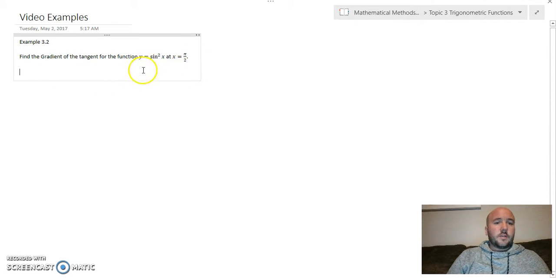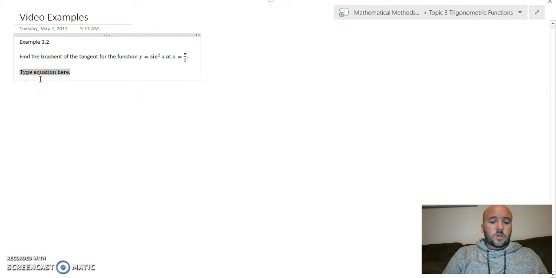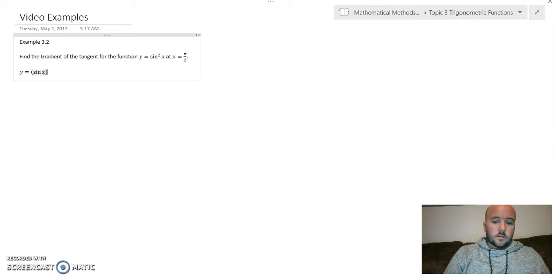So when we're looking at the function of sine squared x, as it is written here, the squared goes before the x. My suggestion is to keep it that way, but alternatively you could also write the function as sine of x to the power of 2. So bringing that squared to the outside of the bracket.